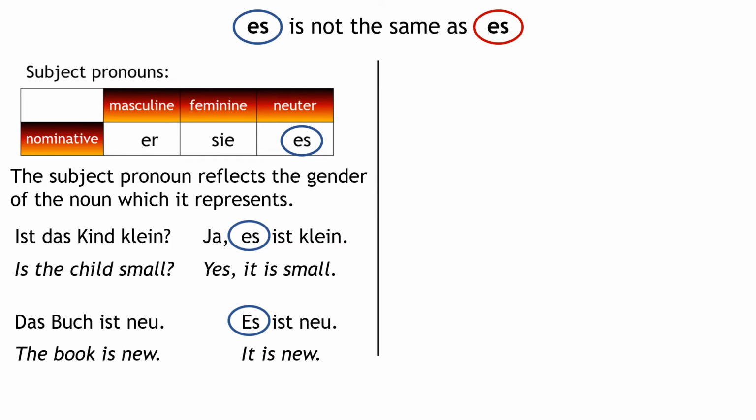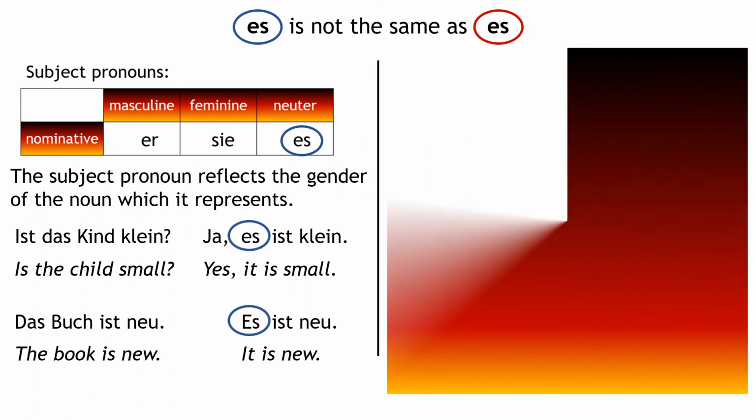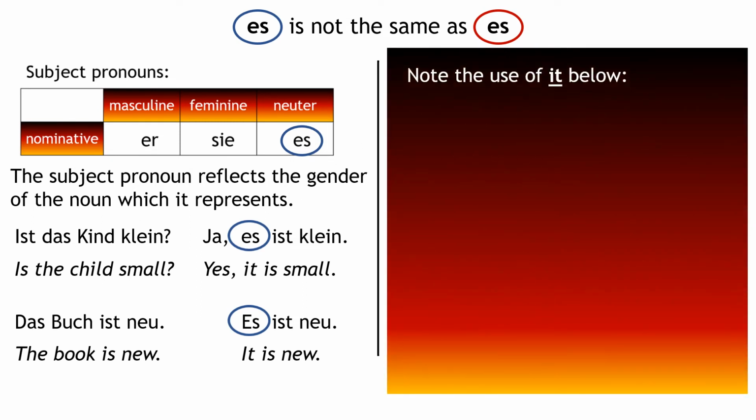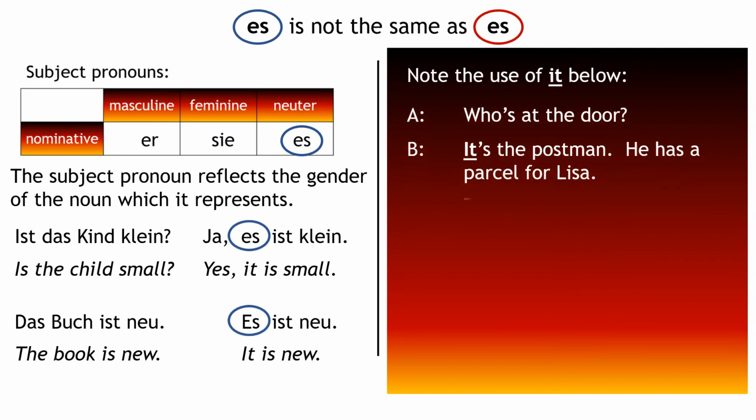Let's switch our attention now to the right-hand side of the screen, and first let's look at how we sometimes use the word it in English in a way which is not associated with gender. In the first scenario, person A asks, "Who's at the door?" Person B replies, "It's the postman. He has a parcel for Lisa."